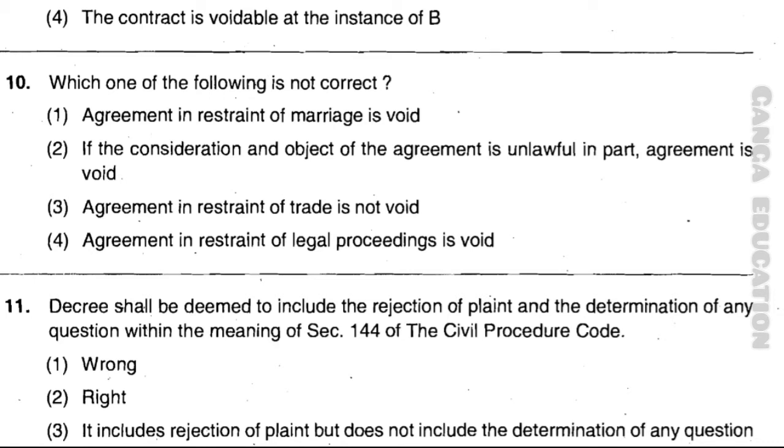Now question number 10, which one of the following is not correct? Option number 1, agreement in restraint of marriage is void. Option number 2, if the consideration and object of the agreement is unlawful in part, agreement is void. Option number 3, agreement in restraint of trade is not void. Option number 4, agreement in restraint of legal proceeding is void. And the correct answer is option number 3, agreement in restraint of trade is not void. We have to find the sentence which is not correct.